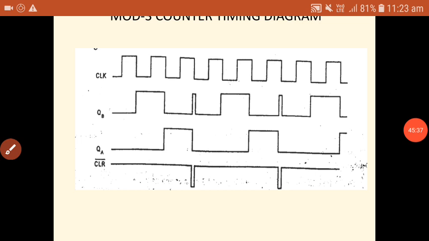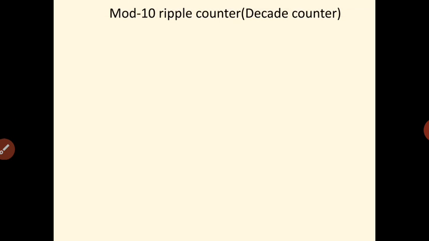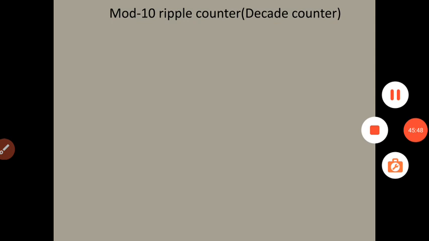Okay, so that's it for today's lecture. In the next lecture we will start discussing what is known as the mod 10 ripple counter, which you can also call the decade counter. We'll be discussing it in the next class.